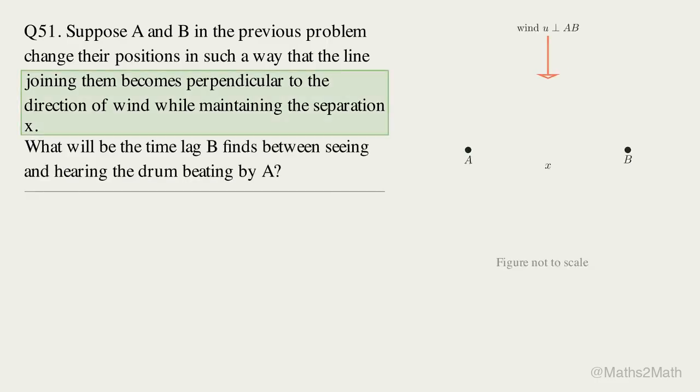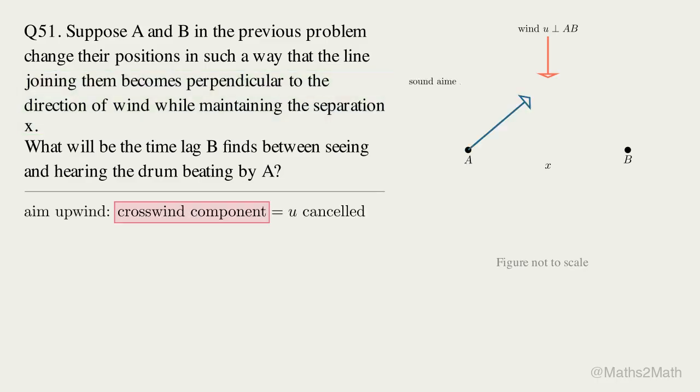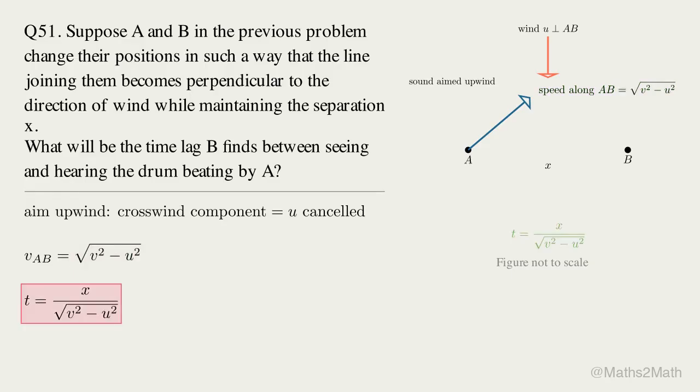Question 51. Now A and B stand so the line joining them is perpendicular to the wind, still X apart. What is the lag between seeing and hearing? What does this mean? The sound that reaches B is the wavefront aimed slightly upwind, so its along-line speed shrinks. For sound to travel straight along AB, its velocity through air must tilt upwind, so the crosswind U cancels. The component that remains along AB is root of V squared minus U squared. So the lag is X over root of V squared minus U squared.